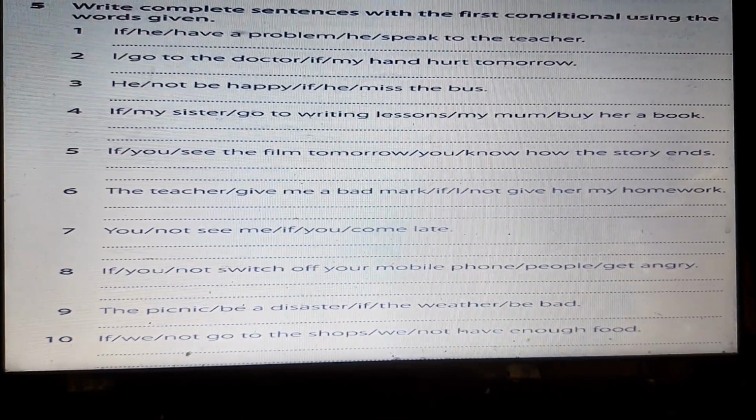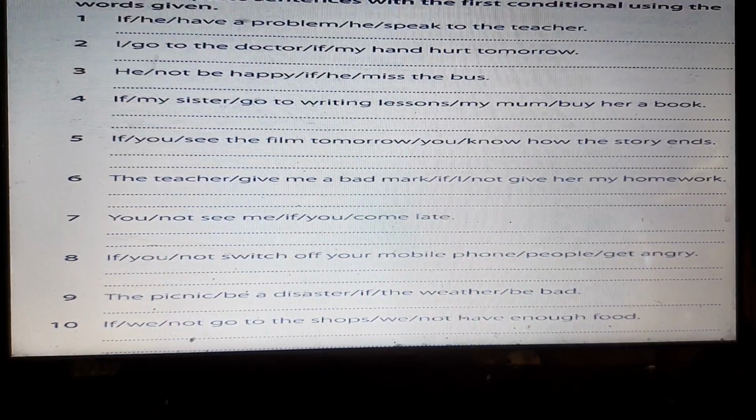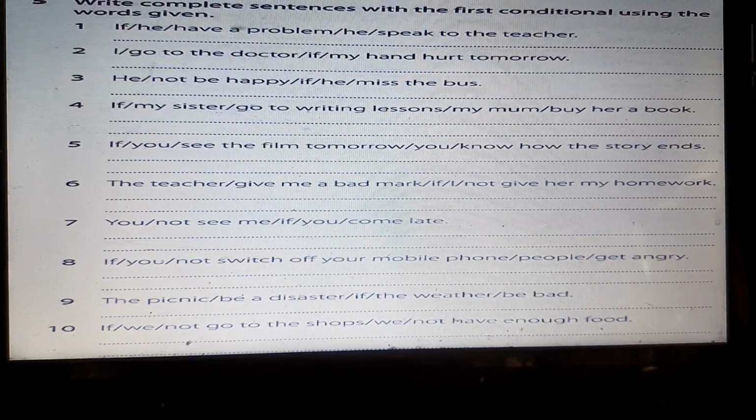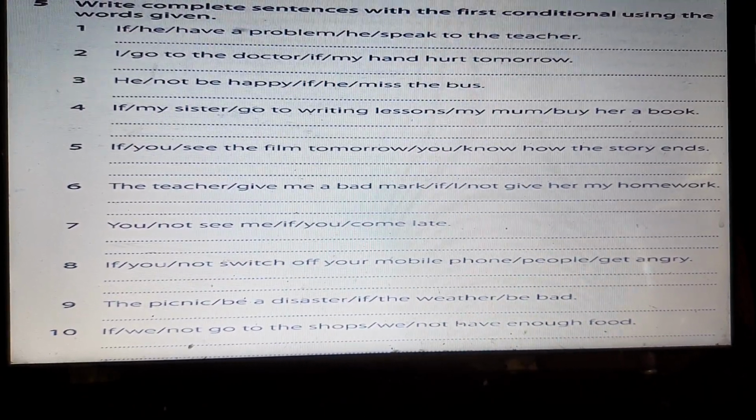Number 7, you not see me if you come late. طبعا بتصير you won't see me لأنه بلشنا احنا بمين؟ بالجزء اللي want. You won't see me if you come late.